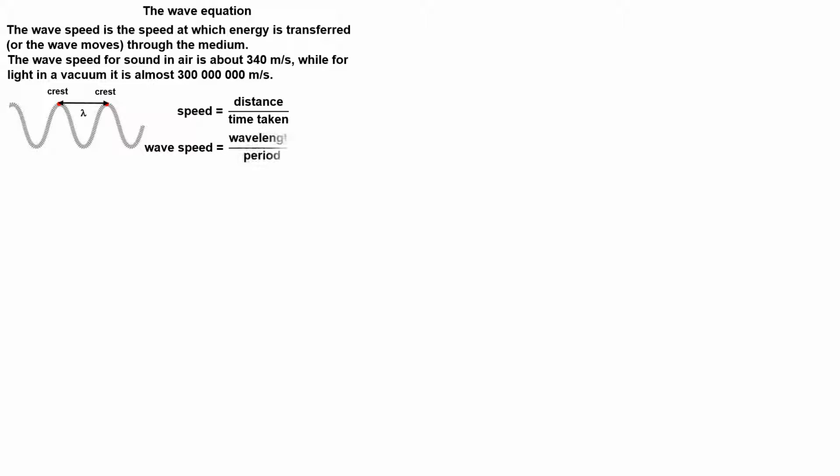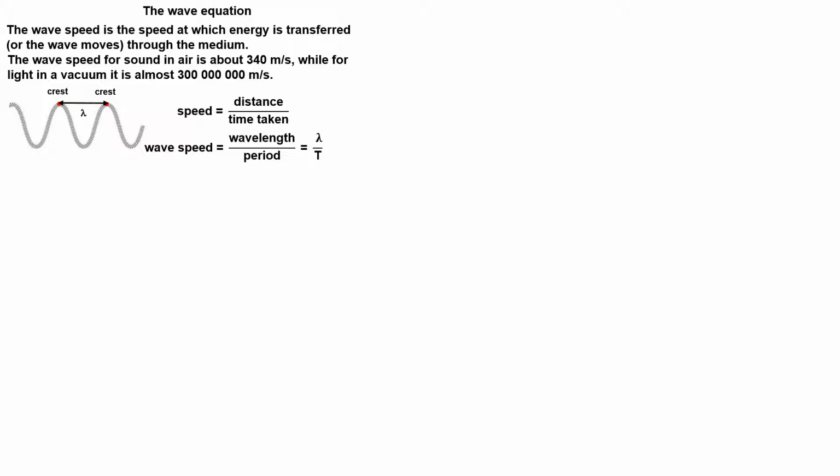An important equation connecting the speed of a wave with its frequency and wavelength can be determined as follows. We know that speed is distance over time taken. We can find the speed of the wave using the fact that one whole wavelength is the distance between two crests, and a wave will travel a distance of one whole wavelength in a time equal to one period. Wave speed is wavelength over period.